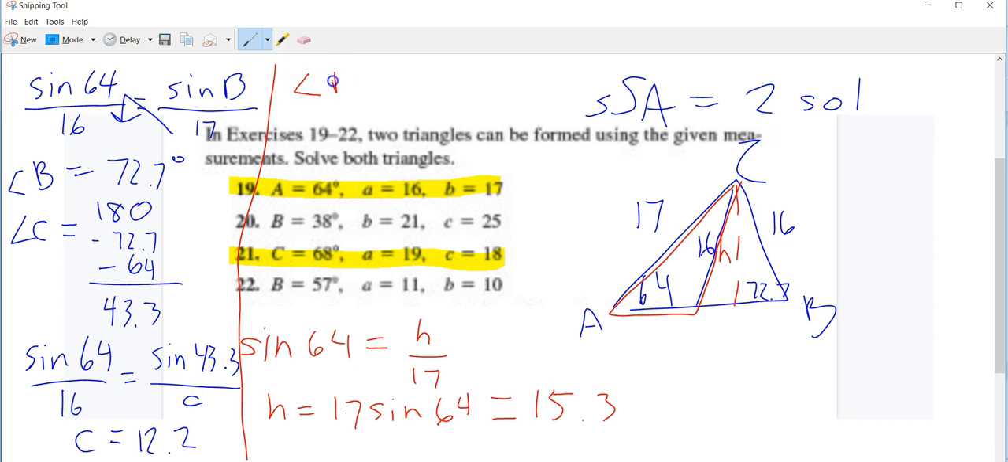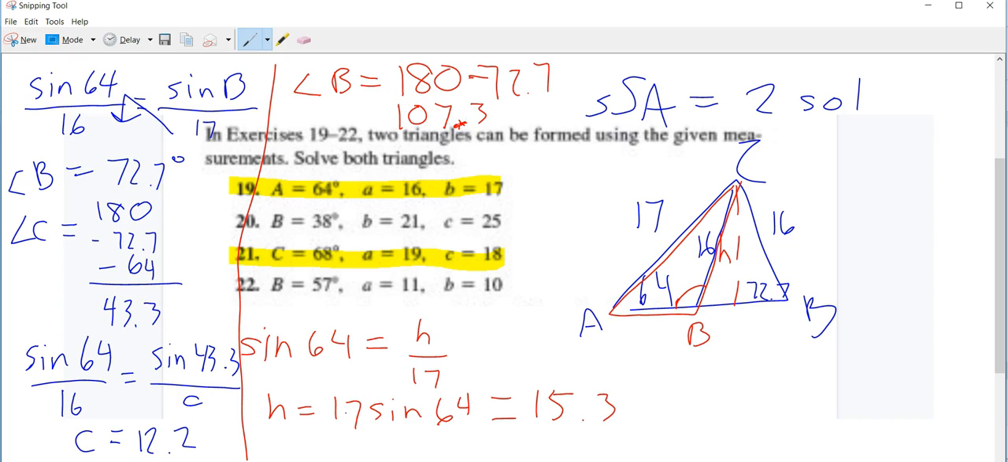But angle B is pretty easy to come up with because how do we find angle B if it's over here? Come on, you can handle this. You take 180 and you subtract the 72.7, right? Because we talked about how it's supplementary to that. 107.3.